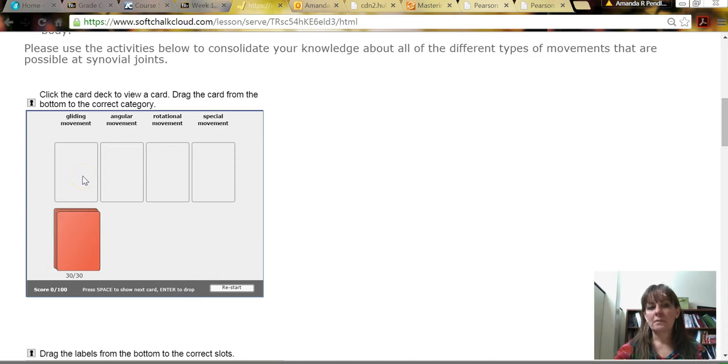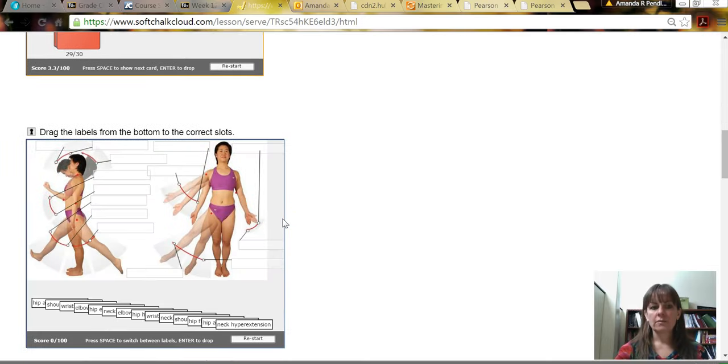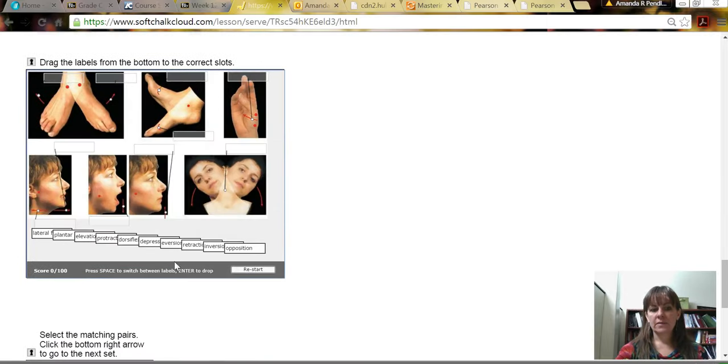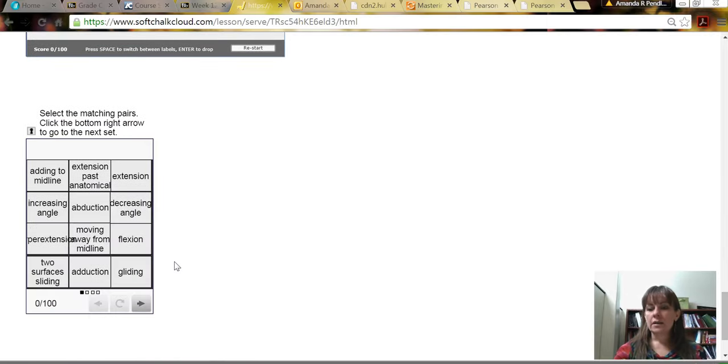Okay, and so now that you've gone through all of the different movements, here's some homework activities that can help you be able to categorize each of these movements. So you know opposition, that's a special movement. It's not gliding, angular, rotational. Okay. Here's some different labeling so that you can recognize one of these movements when you see it. That's what all of these are. And then here's some to help you get the definitions down for matching.